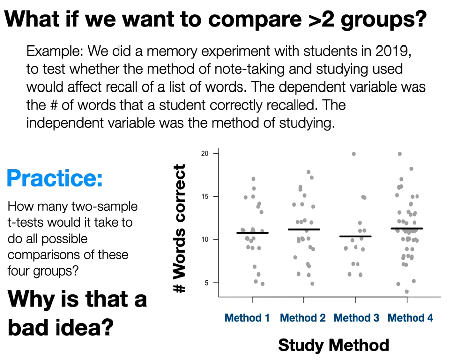It would be quite a few. And a more important question, why is that a bad idea? Why would it not be a great idea to run all of those two-sample t-tests to try to answer the question of this experiment? Do these different study methods differ in terms of how well people are able to memorize?